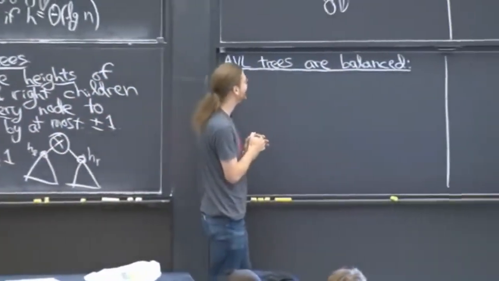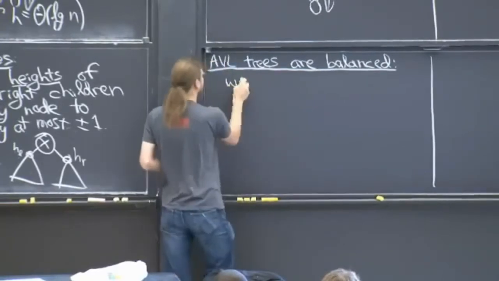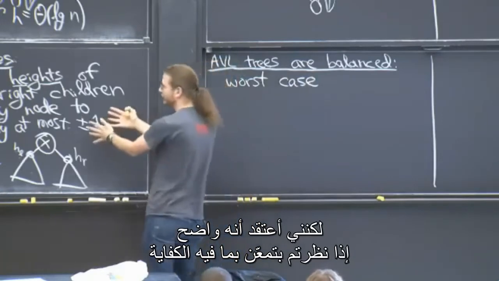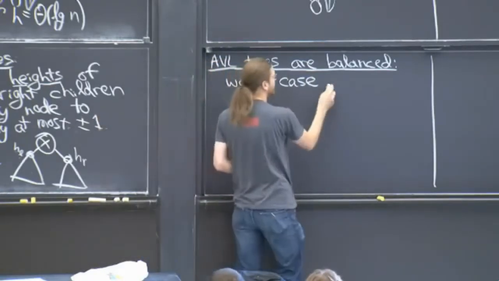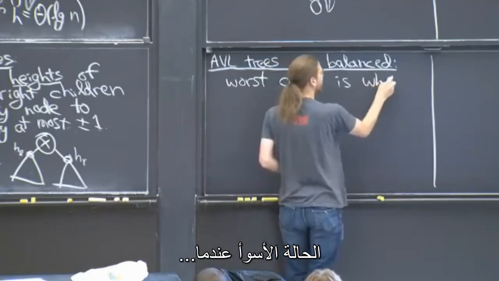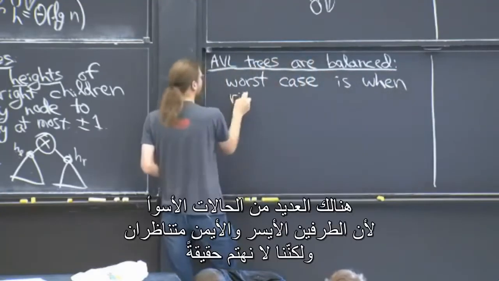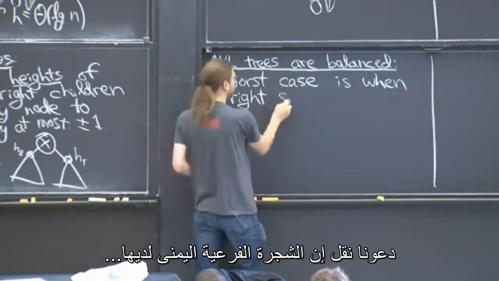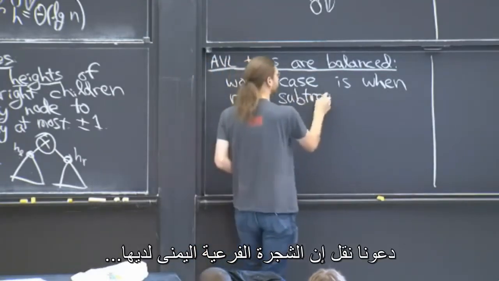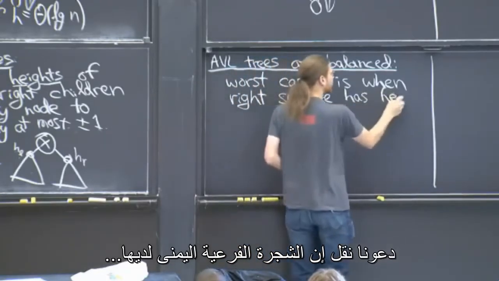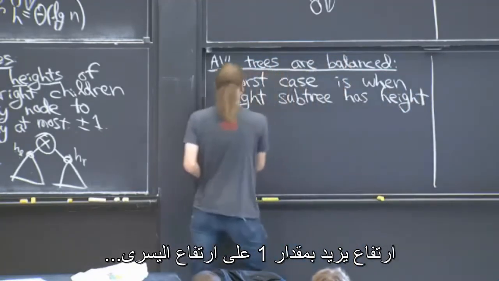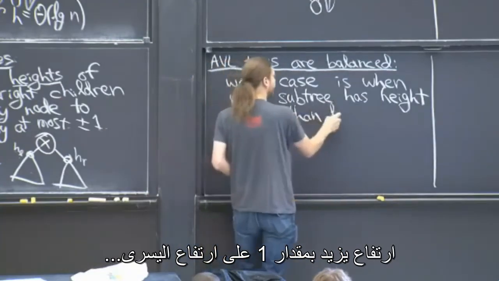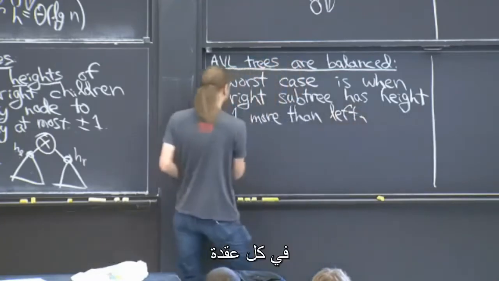All right. So I'm not going to prove this formally, but I think if you stare at this long enough, it's pretty obvious. The worst case is when, there are multiple worst cases because right and left are symmetric. We don't really care. But let's say that the right subtree has height one more than the left for every node.